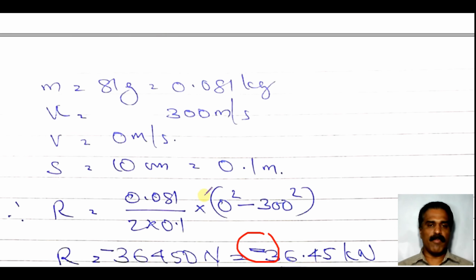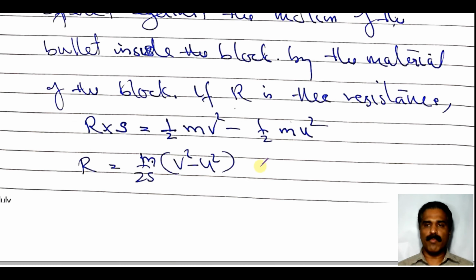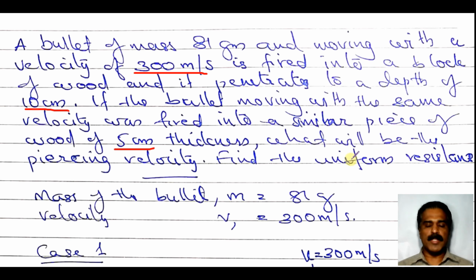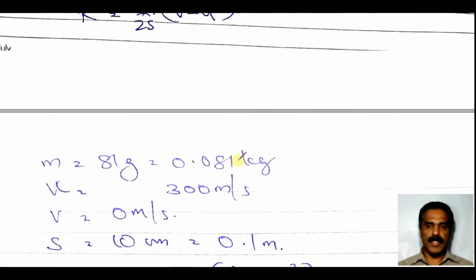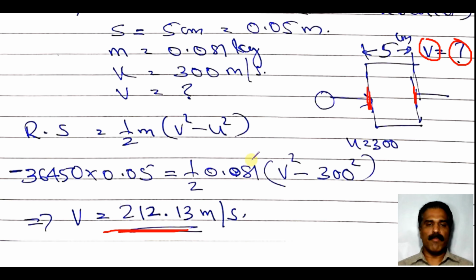That is, first we found out the resistance, as we were asked to find the uniform resistance offered by the material. And considering the second case, we have found out the velocity with which it will be coming out of the block. So the bullet hit the block at this surface with a velocity of 300 meter per second, and it pierced and came out of the block with a velocity of 212.13 meter per second. It is less than 300. So the answer is at par with the expectations. Okay.